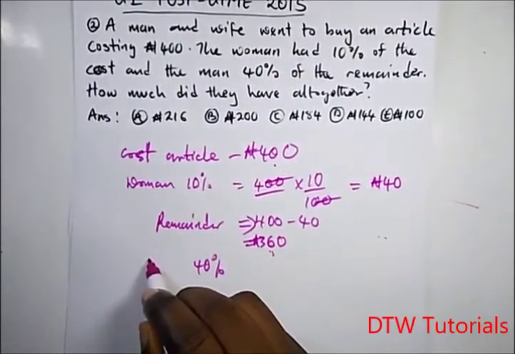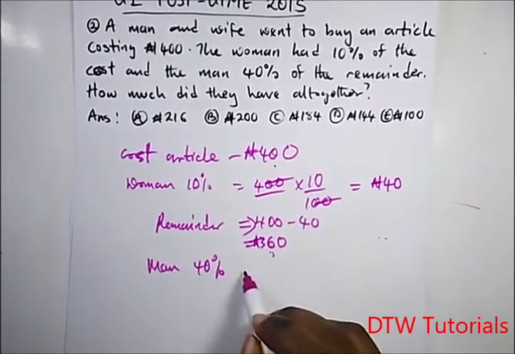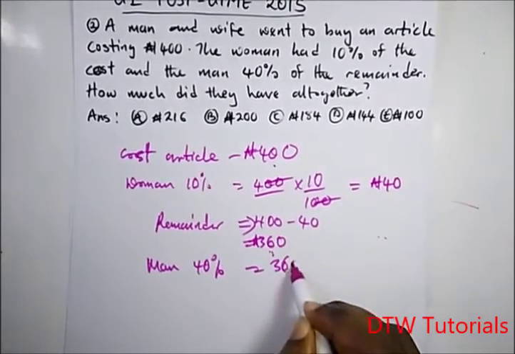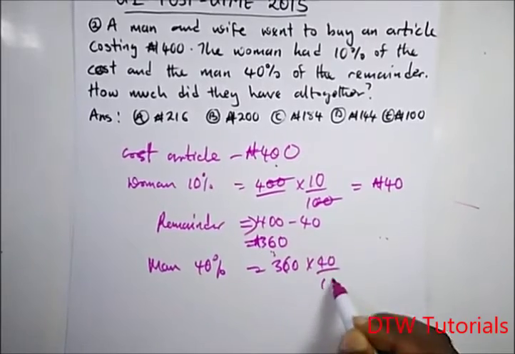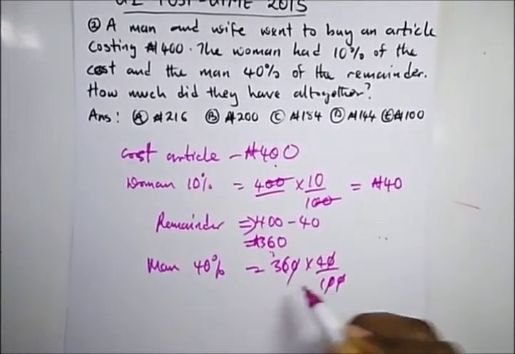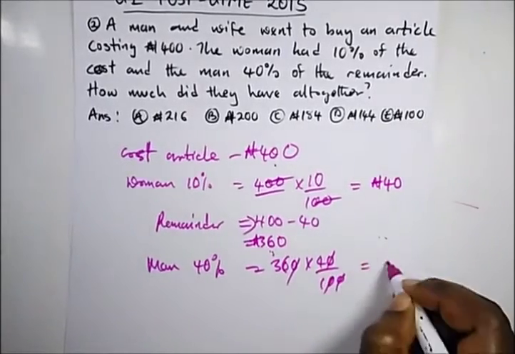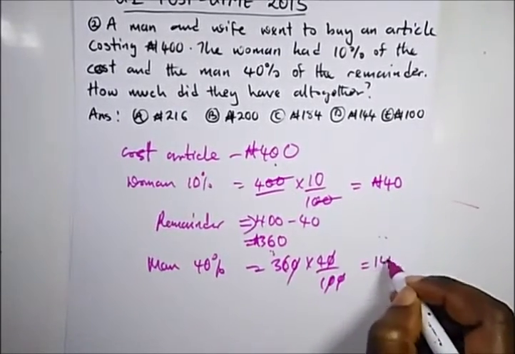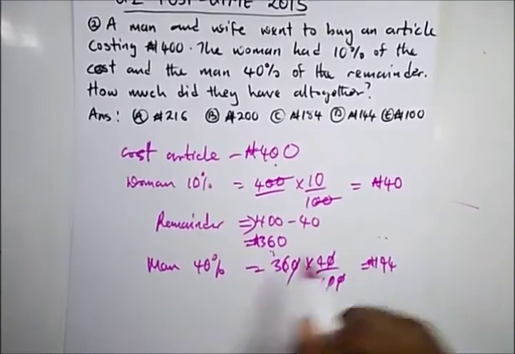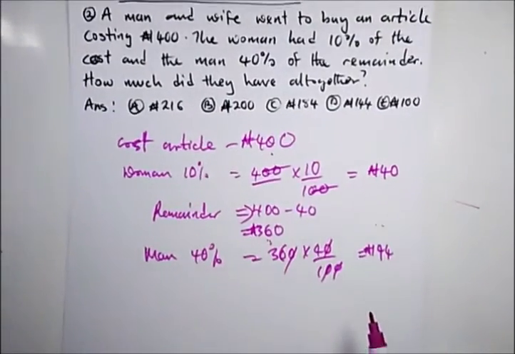Man, that will be 360 times 40 over 100. Cancel here, cancel here. 36 times 4, that will give us 144. So the question now said, how much did they have all together?